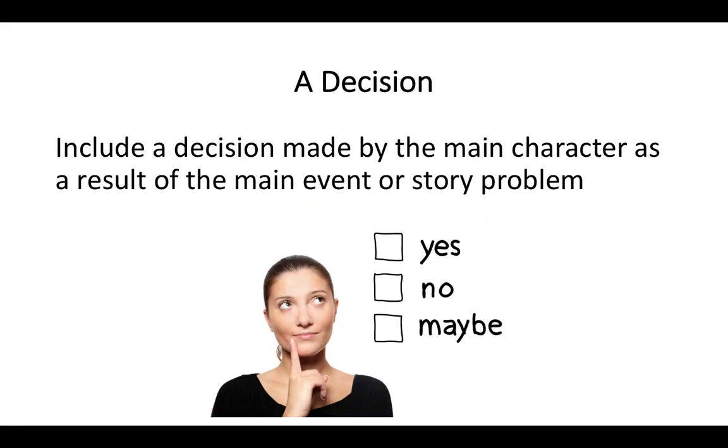A decision. Include a decision made by the main character as a result of the main event or story problem, okay? So you could say, for example, the main problem was that you climbed up a really high mountain. It took you 3 attempts to finally get down. So in conclusion, a decision that your main character has made is that they are never, ever, ever going to go hiking again.